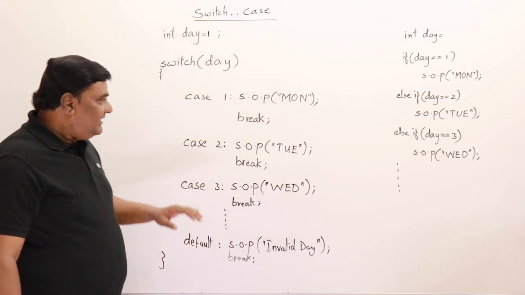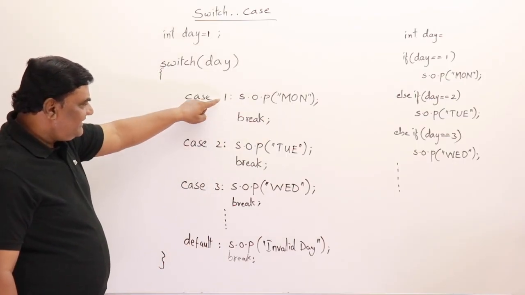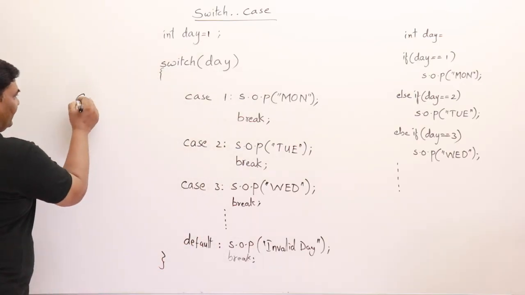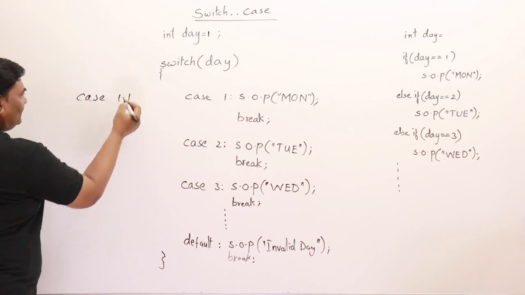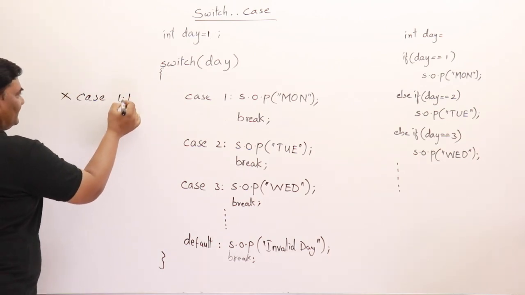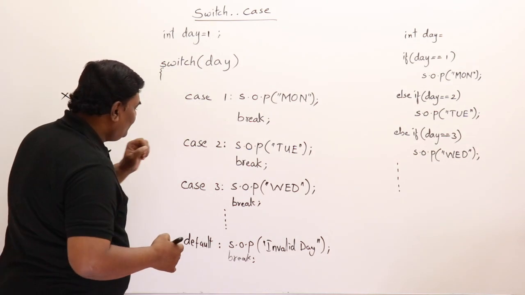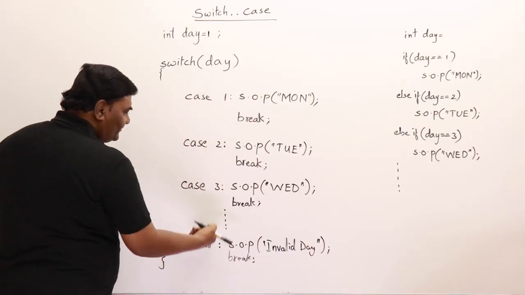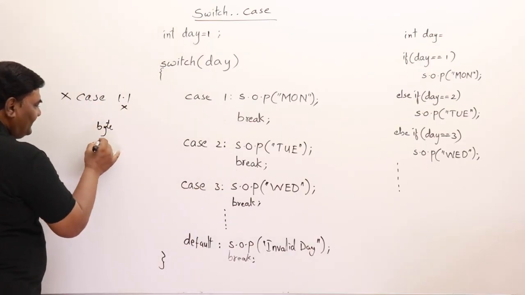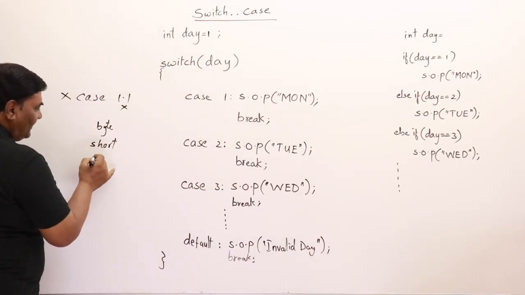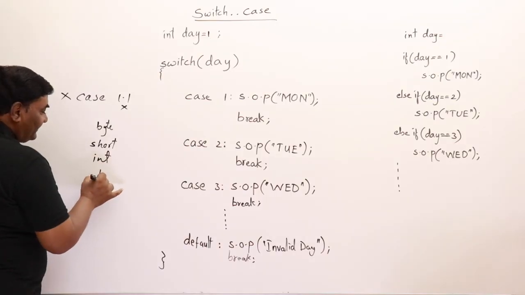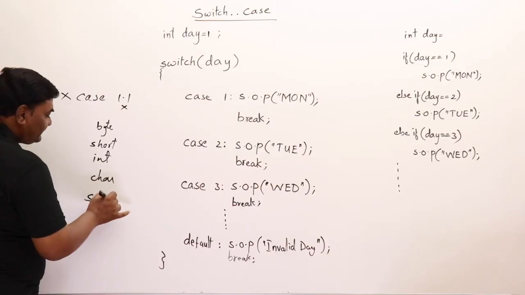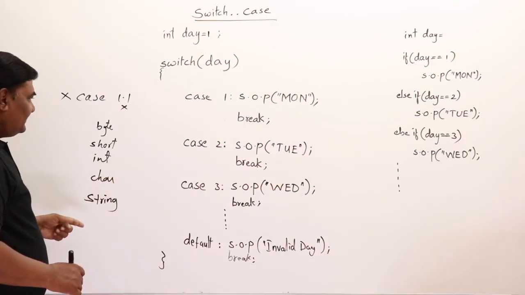Then one more question. Here in the cases, do I have to write only integer values? Can't I write a float value? Can't I say case 1.1? No. Float values are not allowed. Then which values are allowed here? I can write byte type values. Yes, byte is also an integral type. I can write short type values or int type values or character type values. And Java supports strings also. I can have a string also.